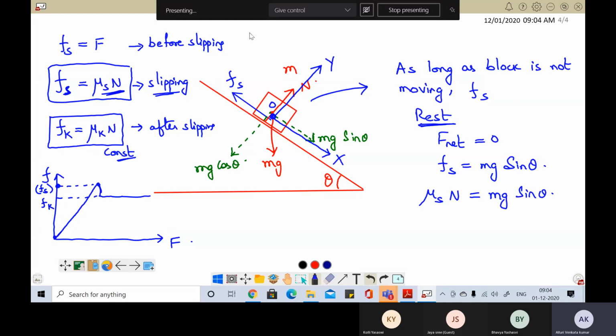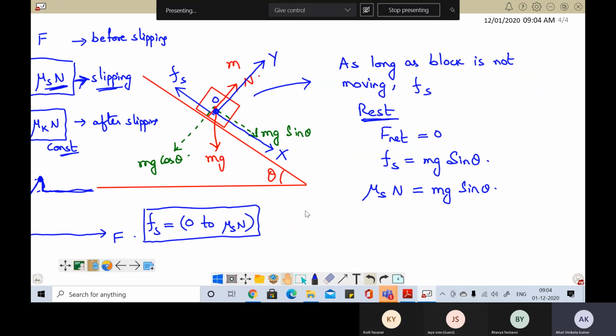So static friction force will always take a value from 0 to mu s times N. See here, it's varying. At one point it becomes maximum. At that point what will happen? It will slip. Then it becomes kinetic friction.